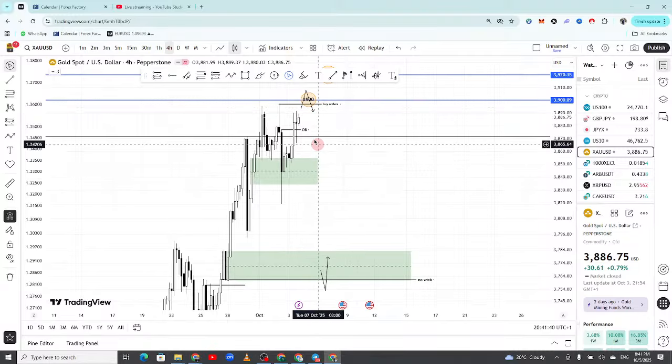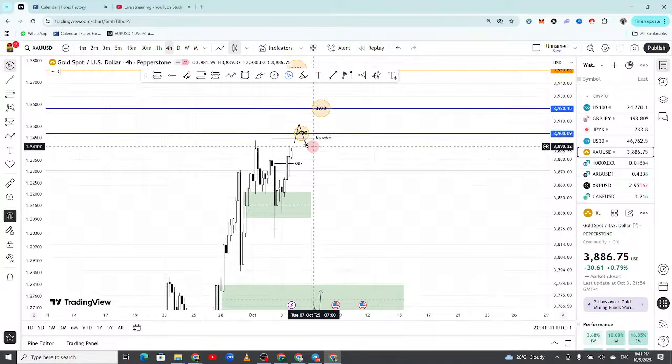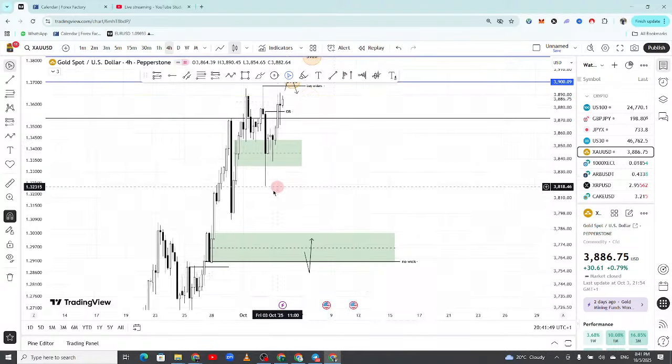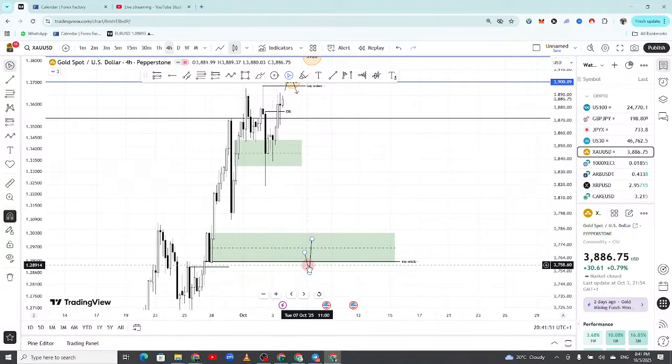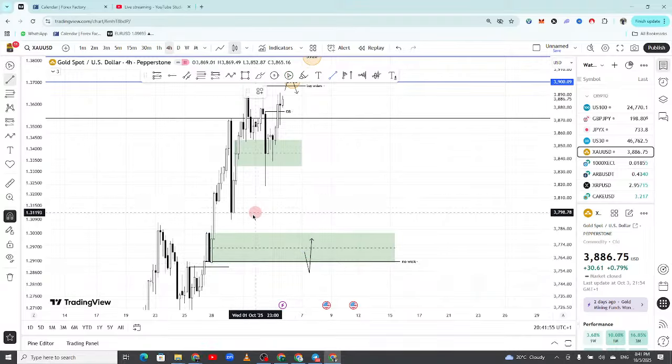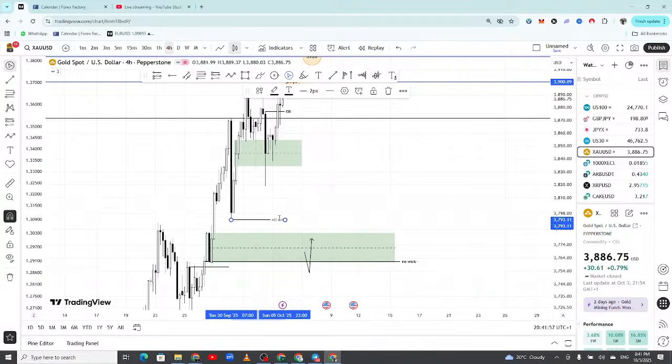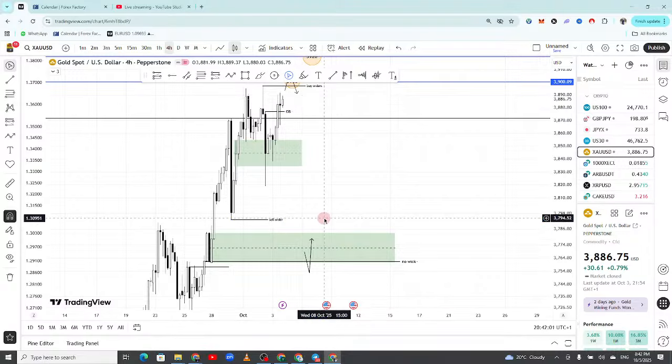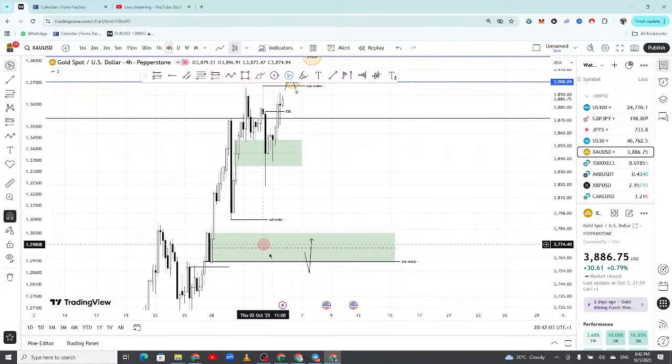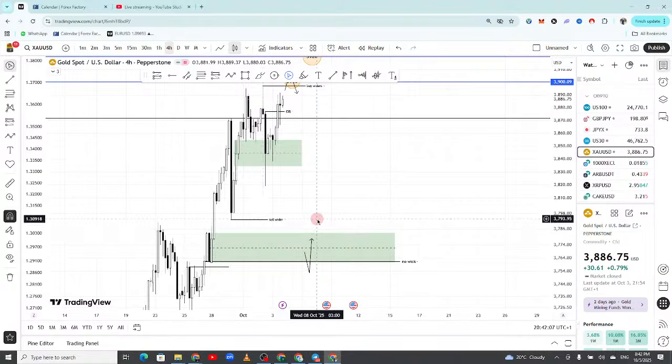That's my view on gold. If you want to sell, wait for price to hit 3,900 before you look for shorts. And if you want to buy, I think you should wait for price at this point around 3,760, because we have sell orders here. We have sell orders at that point, and price can likely take out that low. That's it for gold. Let's look at GBP JPY.